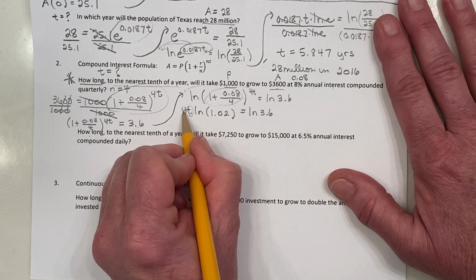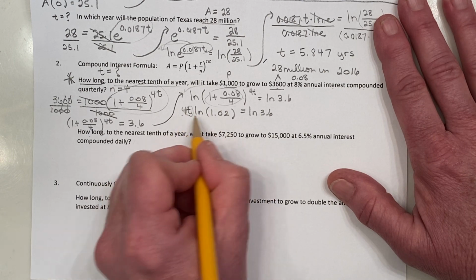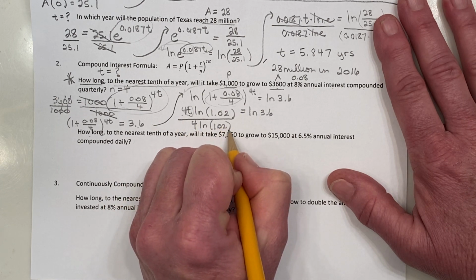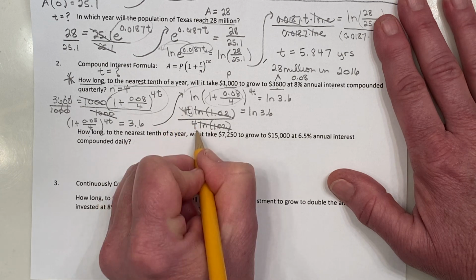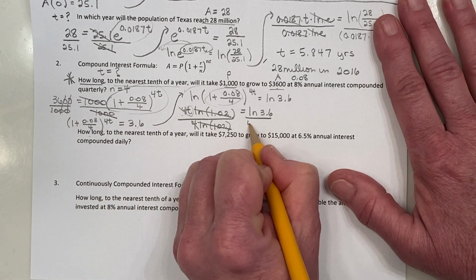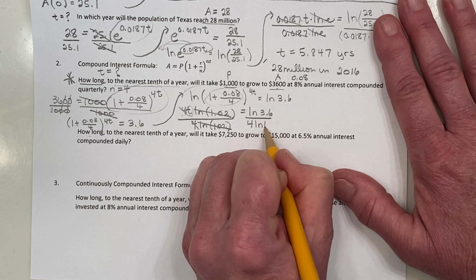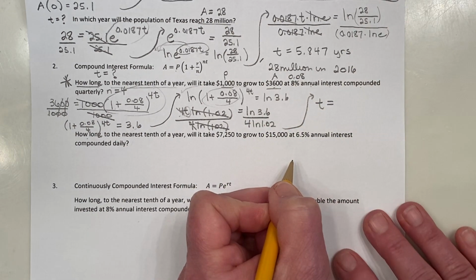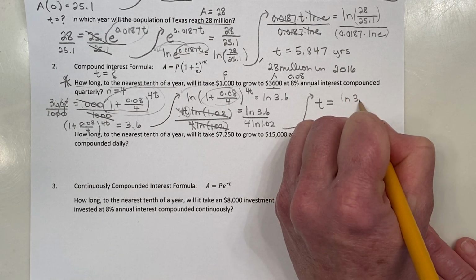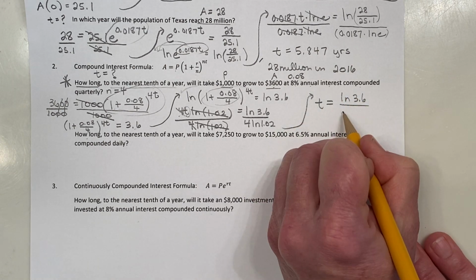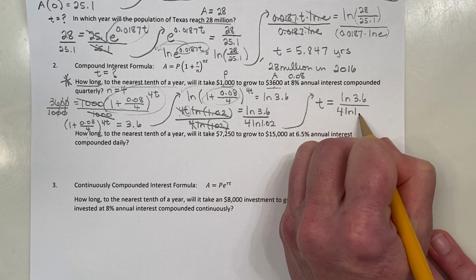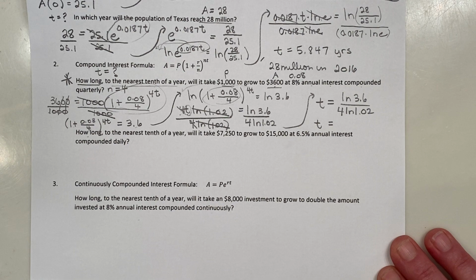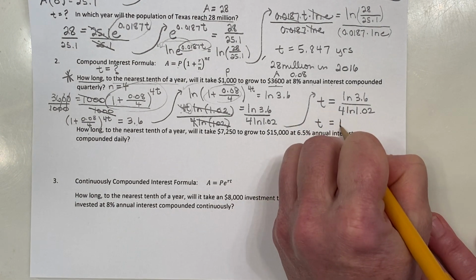Okay, how do I get t by itself? I'm going to divide out the 4 that's being multiplied and also this log value. And then don't forget the 4 over here, and then the ln of 1.02. So the exact answer is this, but it's not really revealing to us what that time is. So if you go to the calculator, I think I got 16.2 years.